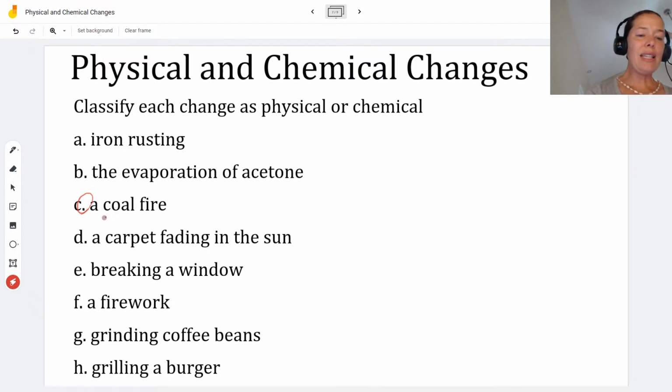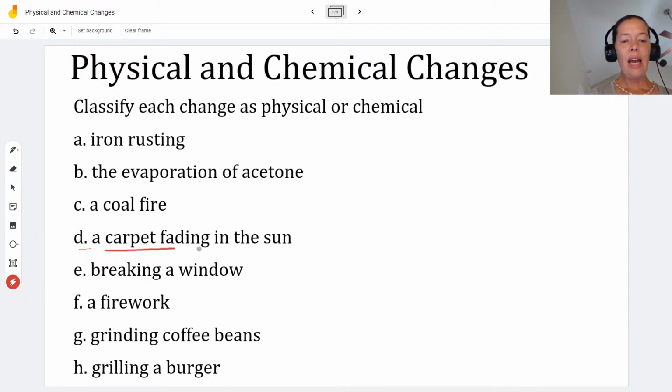Okay, C is a coal fire. You're taking a lump of coal and you are burning it. Any kind of combustion is going to be a chemical change. This is also going to produce light and heat, which are 2 of our signs that something has changed. You could even maybe argue that you get some color change in there too, because you start with a black lump of coal, and while it is burning, usually it's going to have some kind of glow as it gets really hot. So C is definitely a chemical change.